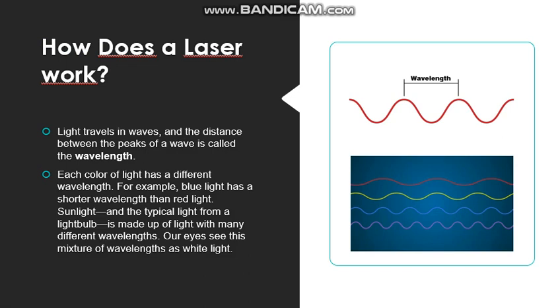How does a laser work? Light travels in waves, and the distance between the peaks of a wave is called the wavelength. As you can see at the top of the picture, each color of light has a different wavelength. For example, blue light has a shorter wavelength than red light. Sunlight and the typical light from a light bulb is made of light with many different wavelengths. Our eyes see the mixture of wavelengths as white light. You can see that at the bottom of the picture.